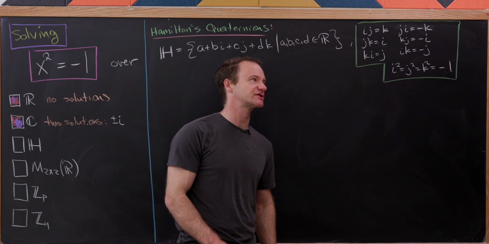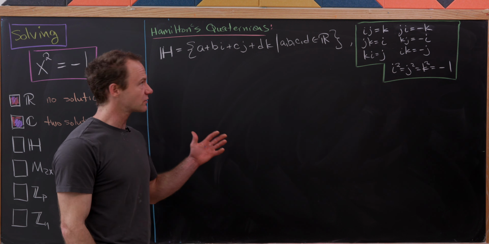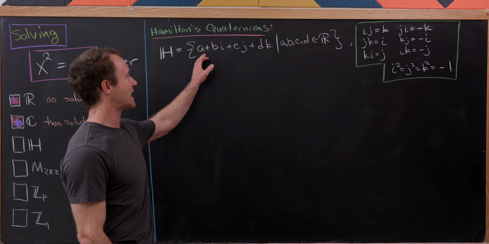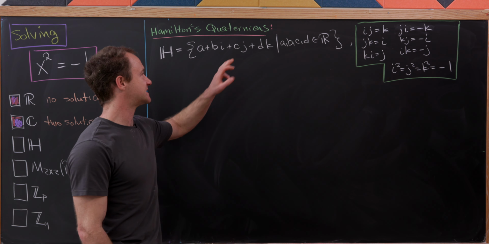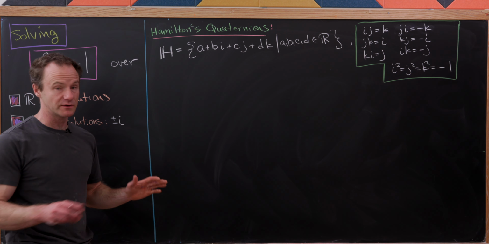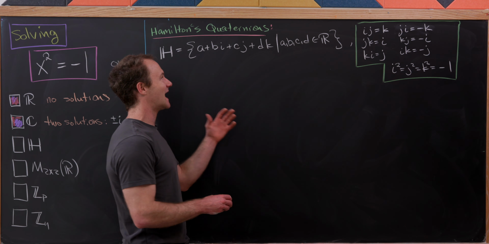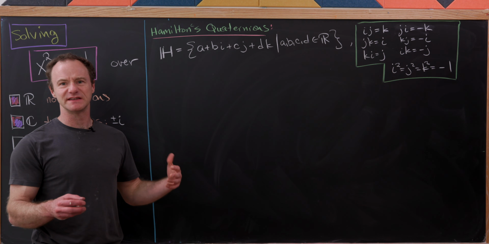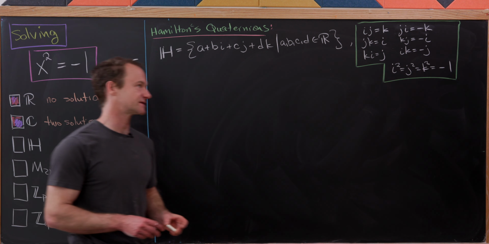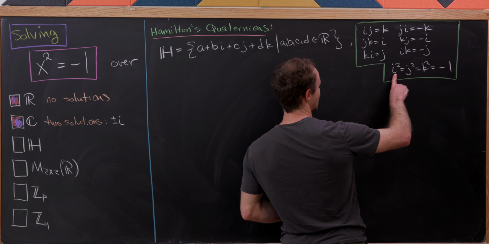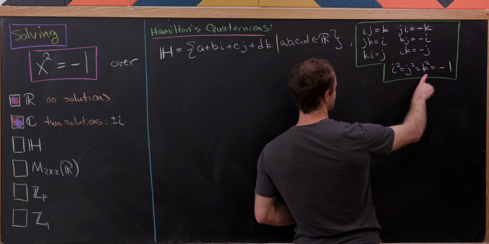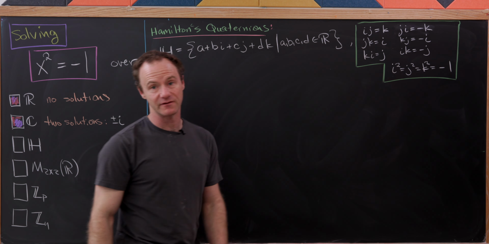And this is where things start getting interesting. Let's recall what that is. That's going to be the set of everything of the form a + bi + cj + dk, where a, b, c, and d are real numbers, whereas i, j, and k are these other objects that satisfy some pretty interesting multiplicative properties. They have the property that i squared, j squared, and k squared are all -1.